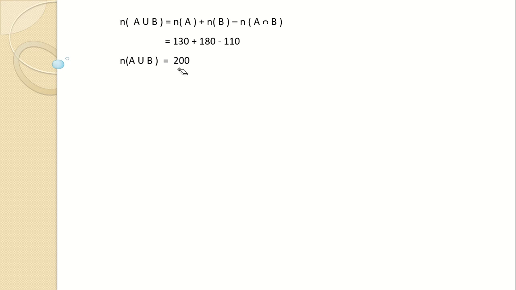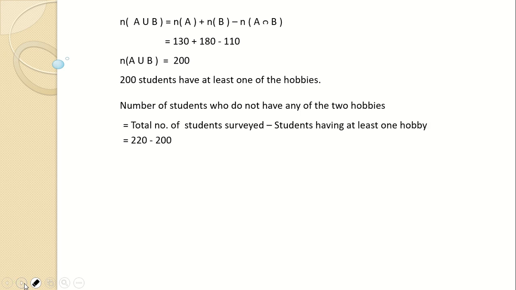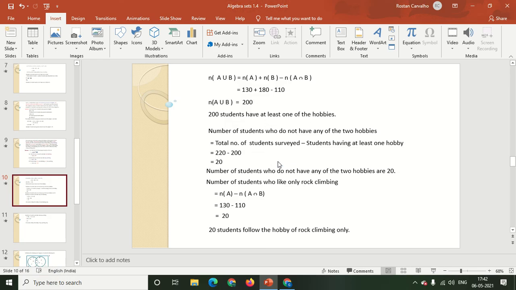So that means there are 20 students who do not have any hobby, right? So 200 students have at least one of the two hobbies. Therefore, the number of students who do not have any of the two hobbies is going to be the total number of students surveyed minus 200, which is 20. Now we will just check what is the next question.